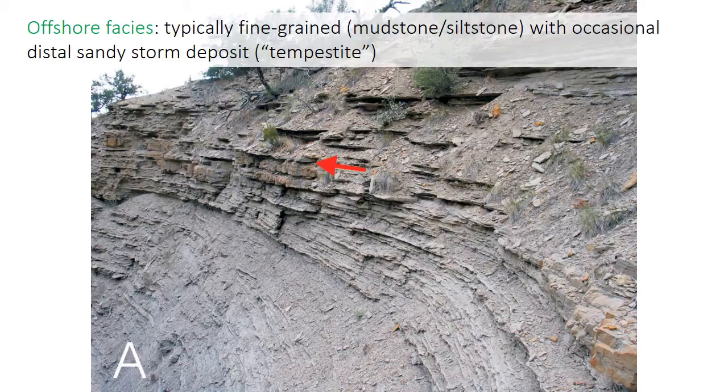This photo here shows some typical fine-grained offshore facies, particularly in the bottom part of the section. The area around the arrow is potentially offshore transition, but the fine-grained, thin-bedded facies at the bottom are very typical of the offshore.